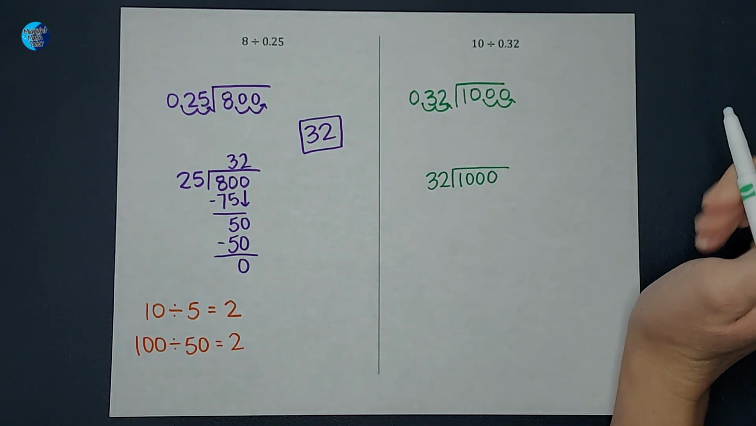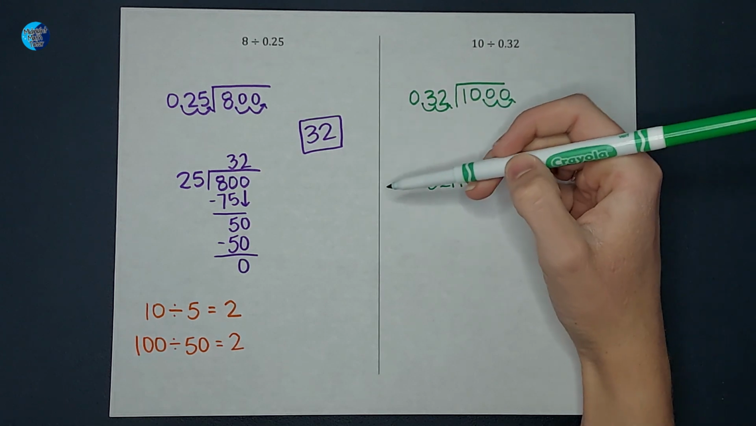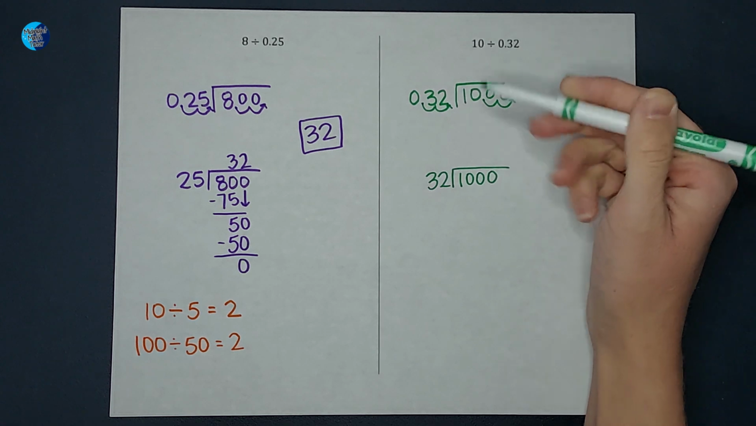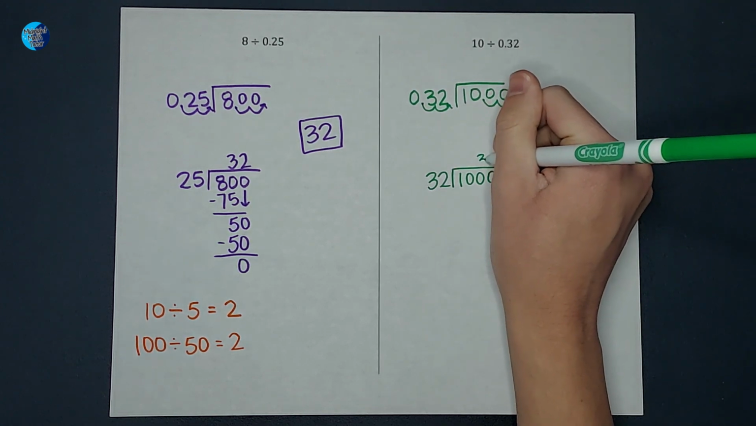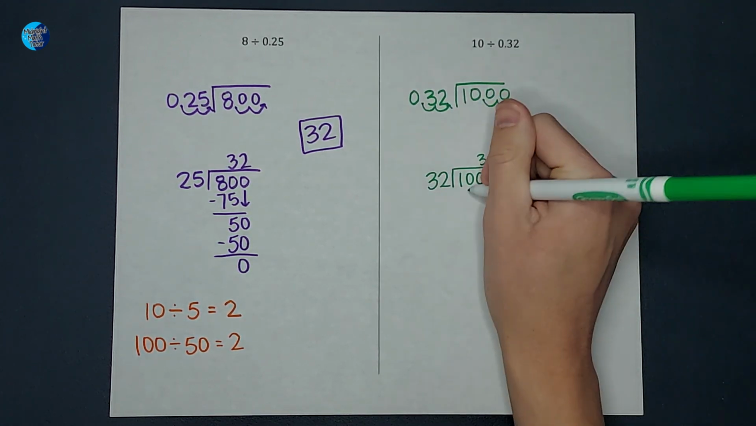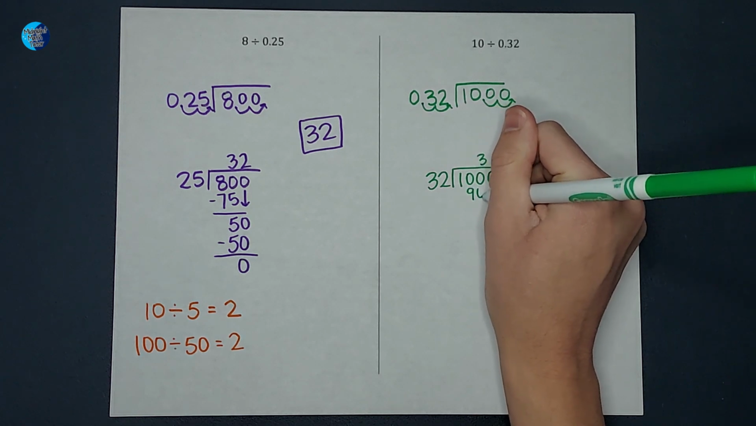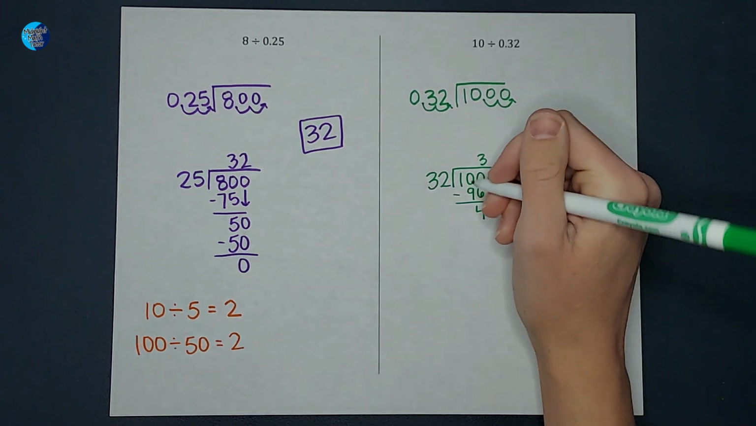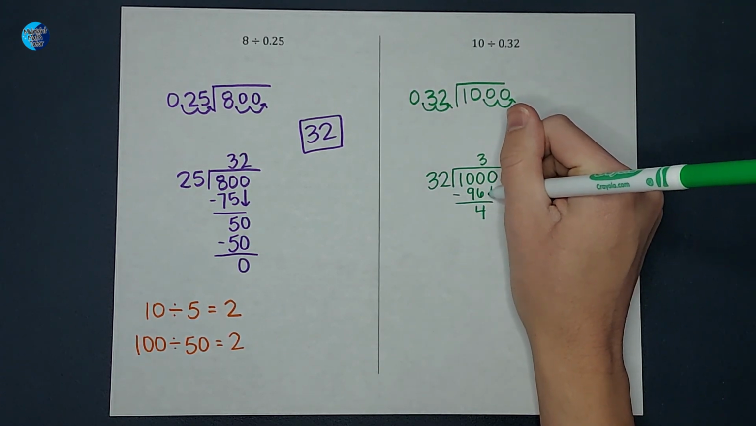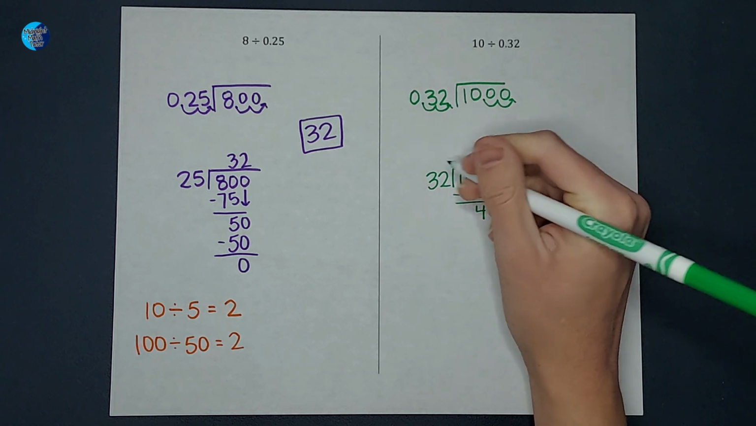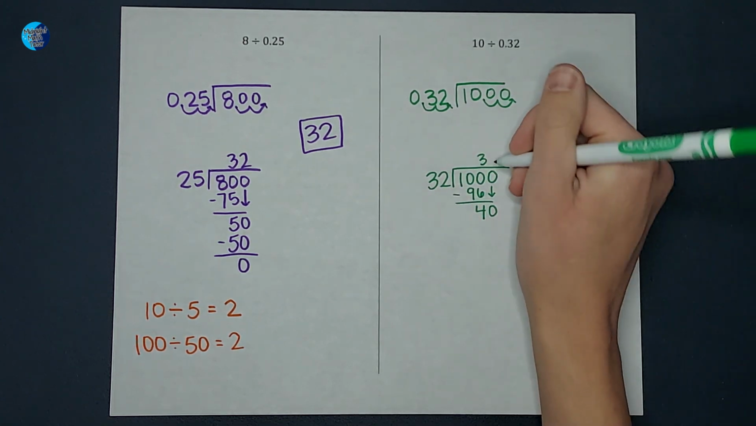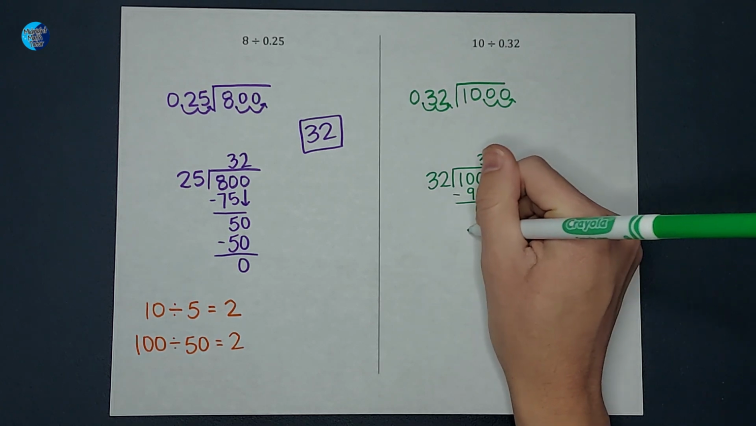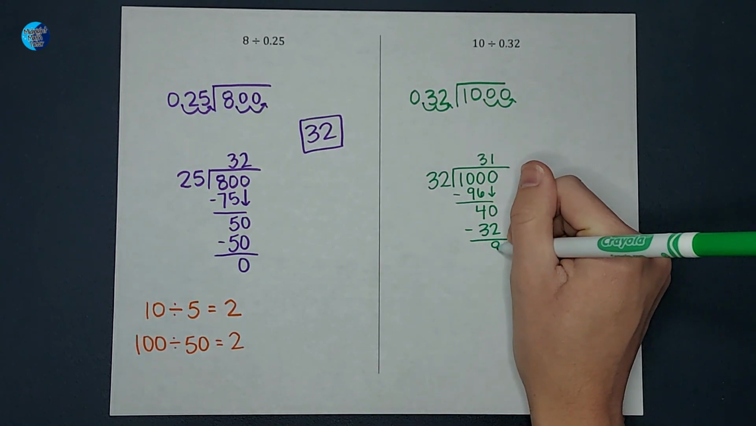This is exciting. All right, so I'm going to ask myself, how many times does 32, it doesn't go into 10, how many times does it go into 100? Well, it goes 3 times. 3 times 32 gives me 96. And when I subtract that, I end up with 4. Now I'm going to bring this next 0 down. How many times does 32 go into 40? Well, it goes once. 1 times 32 gives me 32. Subtract and I get 8.